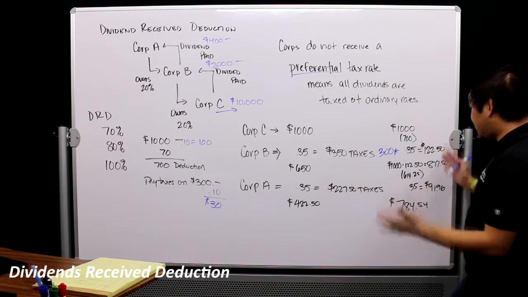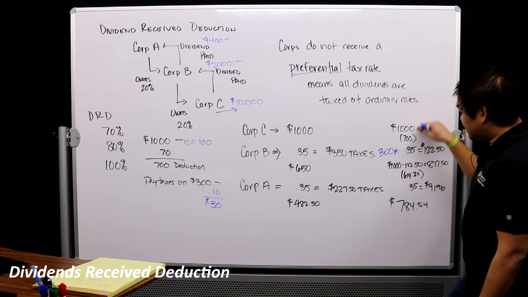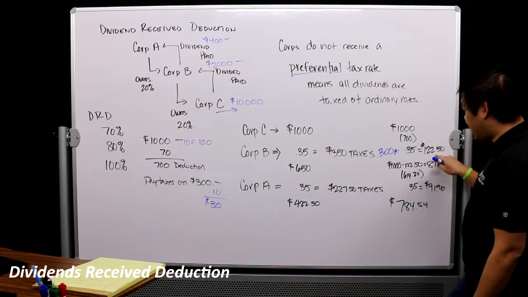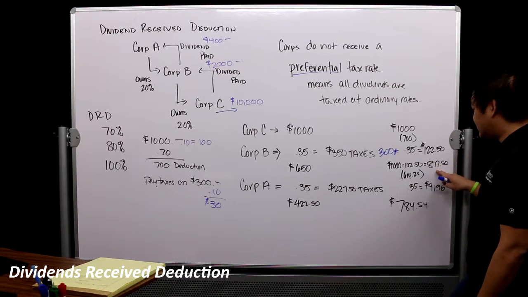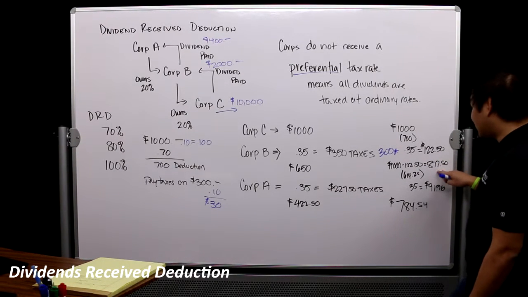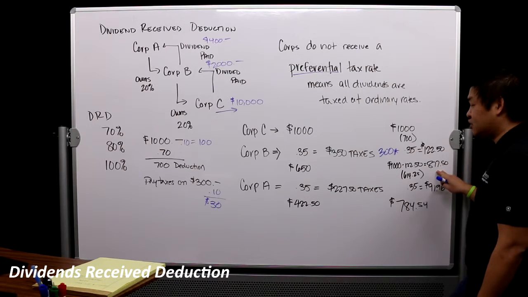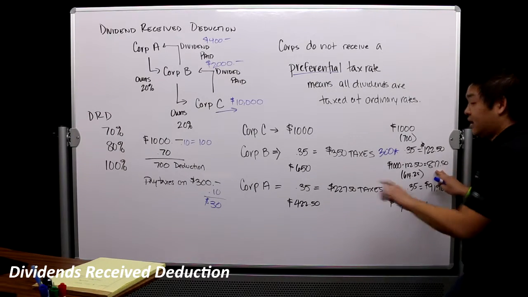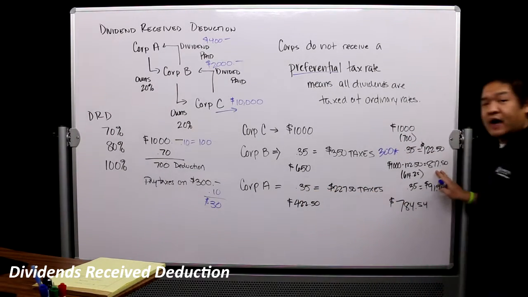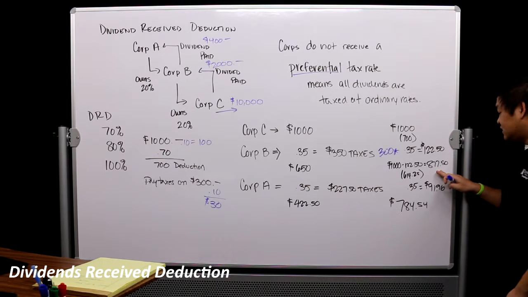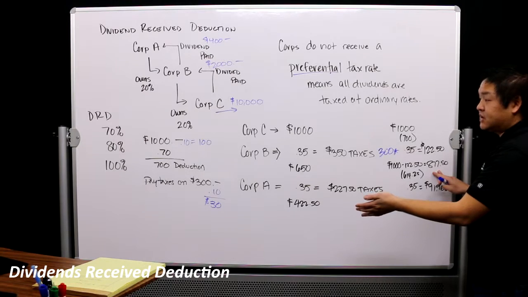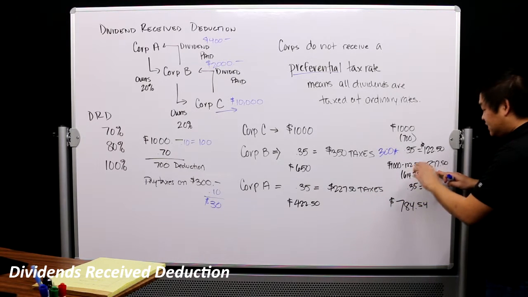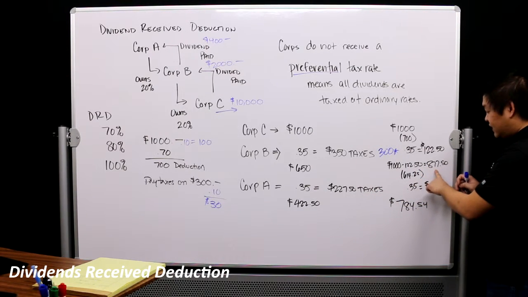Now, after we've done that, we had $1,000. We subtract the taxes that we would have paid, which is $122.50. So we would have $877.50 that we could distribute to Company A. Okay, so we've got $877.50. Again, if Company A gets a 70% dividends received deduction, that's 70% of $877.50.